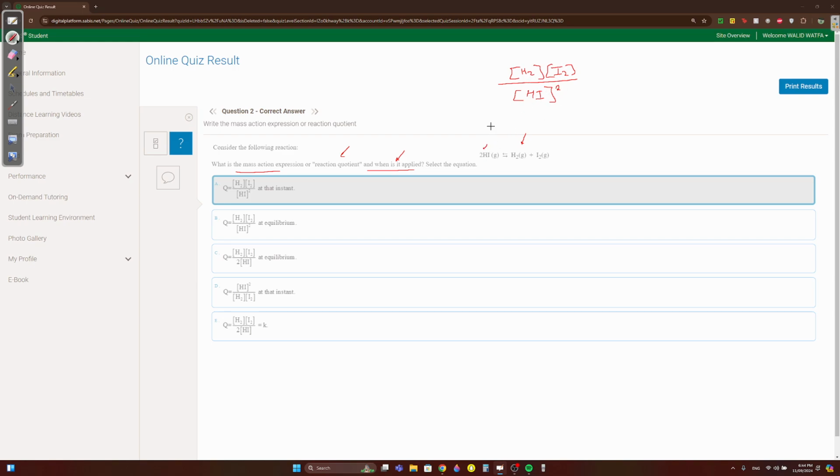I hope you're understanding better now. So when is it applied? At equilibrium or at that instant? When do we say mass action expression? Do we say it at equilibrium? No. At equilibrium, we call it the equilibrium constant. So that's why we say Q equals this, at that instant.